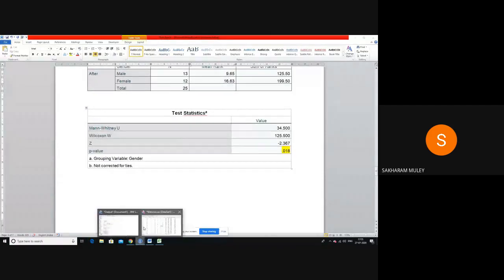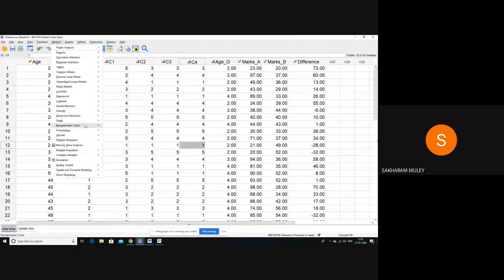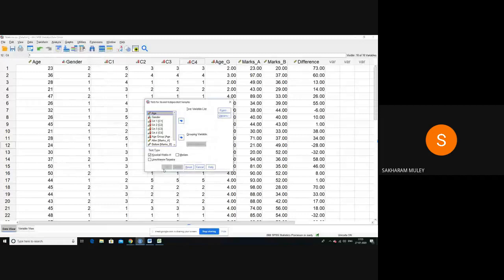I will quickly run through the Kruskal-Wallis test. Kruskal-Wallis test is used against ANOVA. So I want to find out marks, then Kruskal-Wallis, and then age group, with the defined range 1 to 4. I may have data only for 2, 3, and 4, but as I have given a range from 1 to 4, I will put it as 1 to 4 exactly.